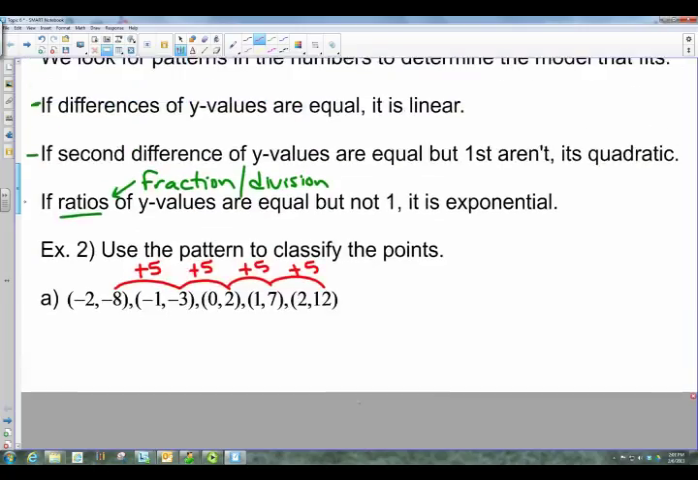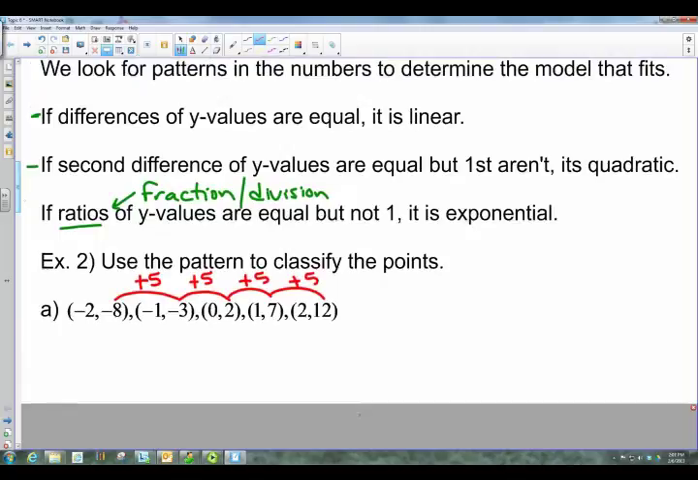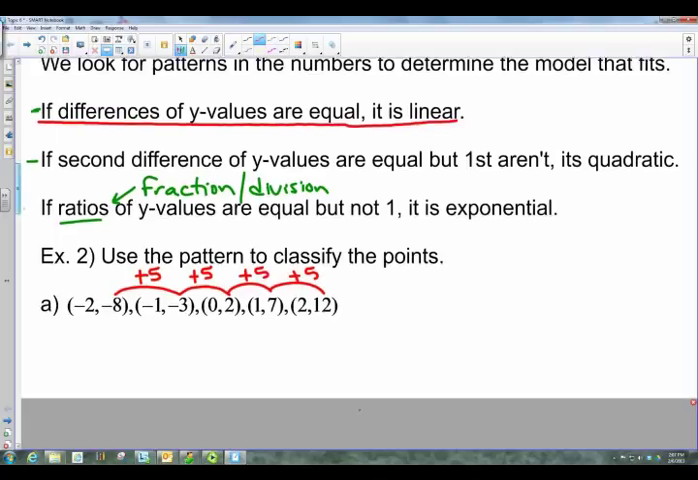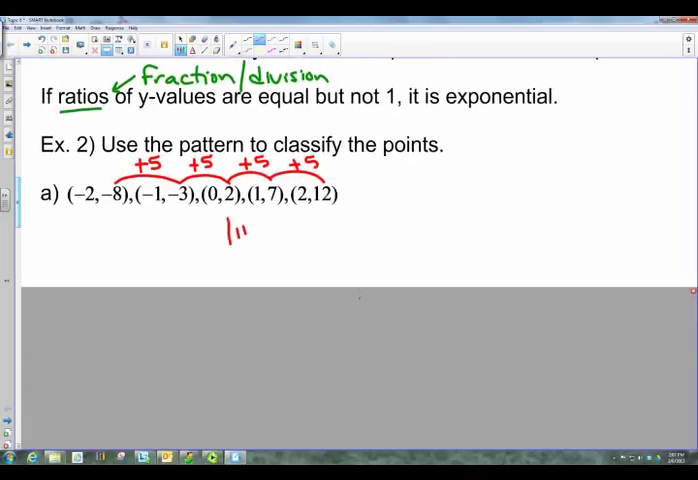And since that's the case, remember we look up here now, if the differences of the y values are equal, it is linear. So that set of points represents a linear function.